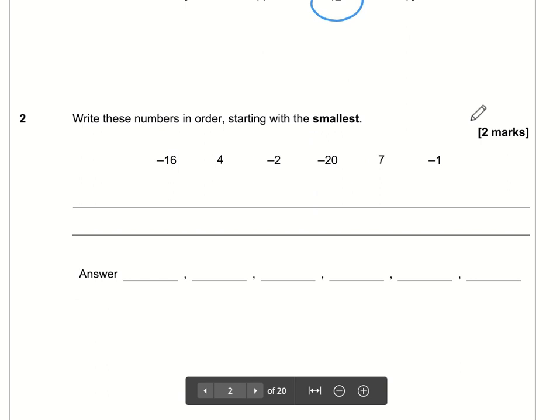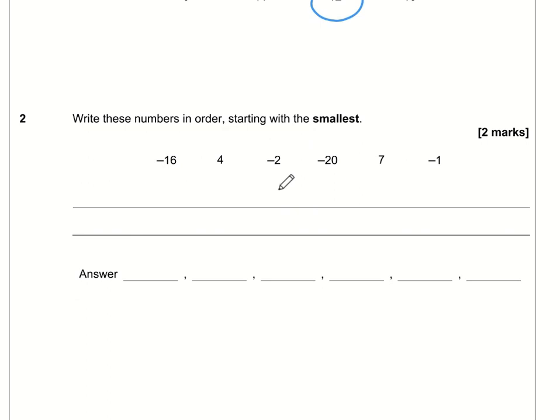Question number 2, write the numbers in order starting with the smallest. So let's just look at the biggest first of all. The biggest has to be one of the two positive numbers. 7 is bigger than 4, so 7, 4, done. Okay, now if you're struggling, be careful with negative numbers.